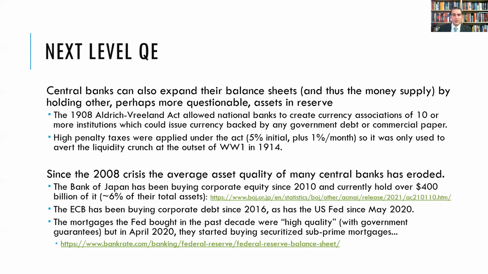Since the 2008 crisis, the Bank of Japan has been buying up corporate equity. They currently hold something like $400 billion worth of corporate equity. That sounds like a lot, but it's only about 6% of their total assets, it's worth noting. The ECB, or the European Central Bank, has been buying up corporate debt since 2016. The US Fed finally got in on this starting in May 2020.